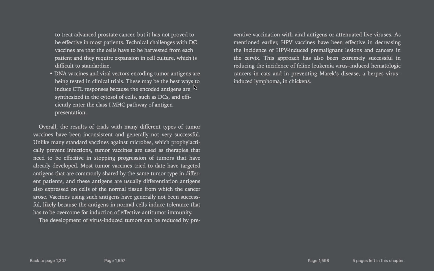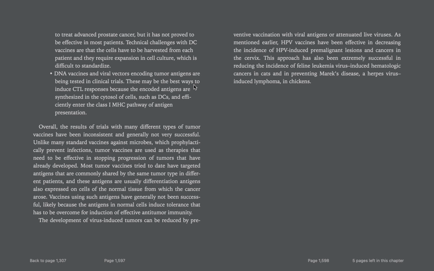DNA vaccines and viral vector encoded tumor antigens are being tested in clinical trials. This may be the best way to induce a cytotoxic lymphocyte response, because the encoded antigens are synthesized in the cytosol of cells such as dendritic cells and efficiently enter the class I MHC pathway of antigen presentation. Overall, the results of trials with many different types of tumor vaccines have been inconsistent and generally not very successful.